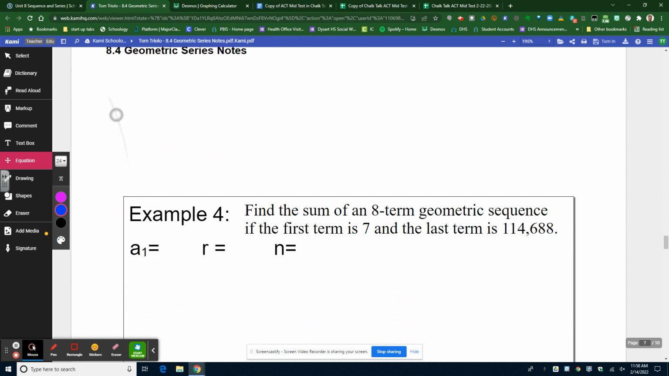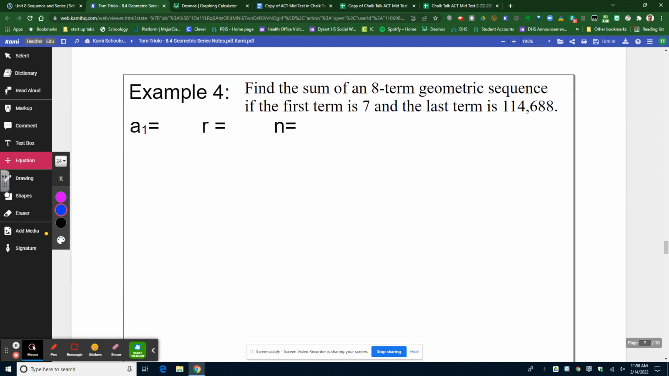So, let's see. Oh, I know there are 8 terms. So I just start reading and putting stuff in as I know it. I know there are 8 terms. I know my first term is 7. And I know my last term, A sub 8, is equal to 114,688. Notice I'm not putting the comma in. There's a good reason for that. Most of you should probably figure this out by now. What's missing? R.